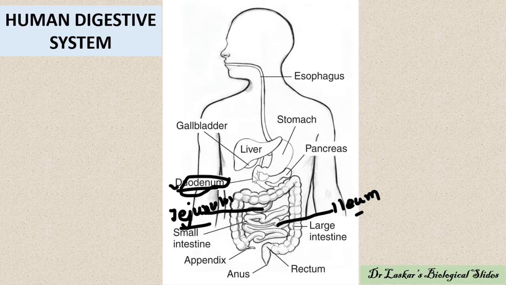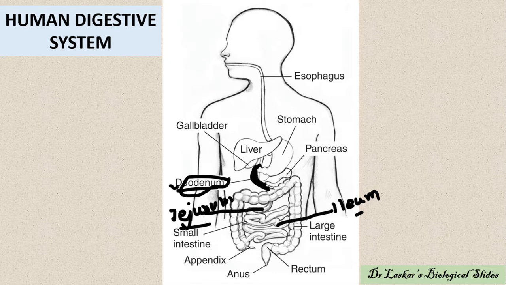Duodenum is the first part of the small intestine. It is about 25 centimeters long and U-shaped in appearance. You can see it is U-shaped. Its descending limb receives the hepatopancreatic ampulla of the hepatopancreatic duct, formed by the union of the bile duct and pancreatic duct.